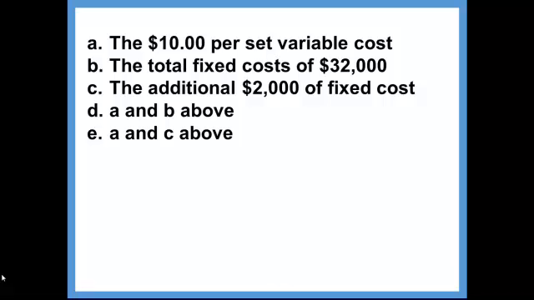So let's go through A, B, and C. If you accept the order, you will incur materials, labor, variable overhead, and selling costs to produce and sell the extra units. Now the total fixed costs. The $30,000 of original fixed cost is not relevant to the decision. It's not going to change whether you accept the offer or not. So B is not relevant. The part of the fixed cost that is relevant to the decision is the $2,000 of equipment rental. So our answer is E.